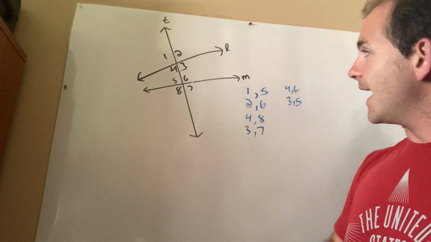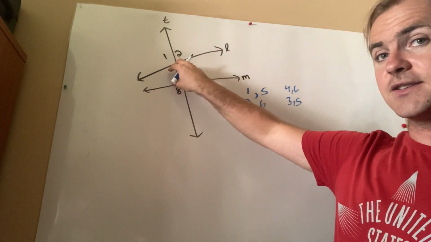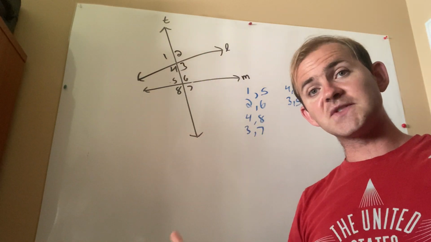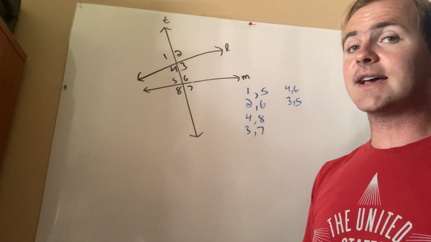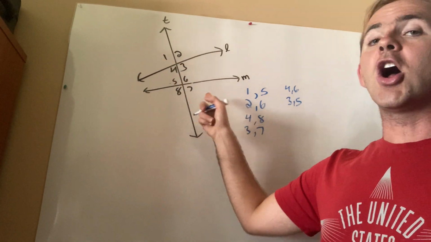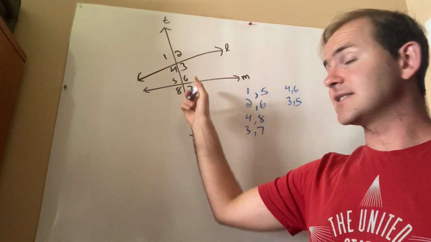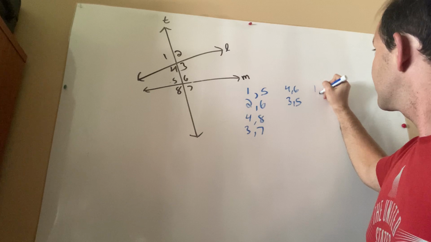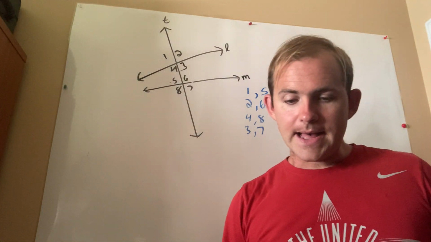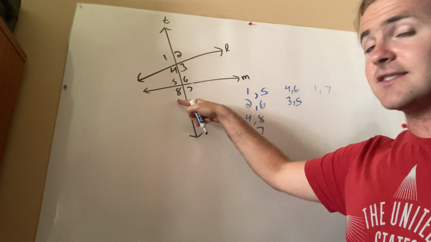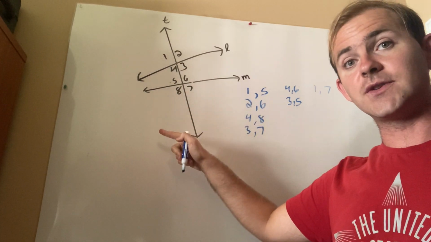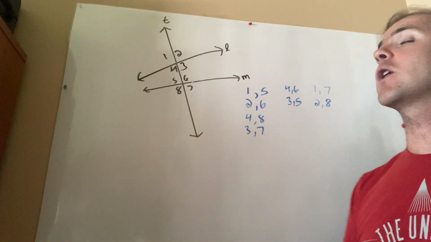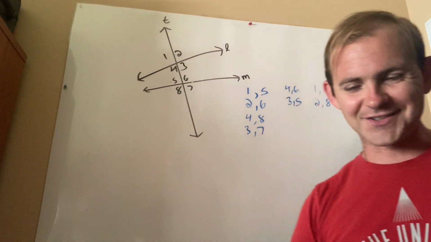Alternate exterior, instead of the angles being in between the two lines, they're going to be outside. And the alternate part of it means that they're on opposite sides. So let's take a look at the diagram. 1 and 7 are on opposite sides. This is on the left, this is on the right, and they're exterior, meaning that they're outside the two lines. Similarly, 2 and 8 are on opposite sides of the transversal, and they're outside. So we would say that 2 and 8 are alternate exterior angles as well.